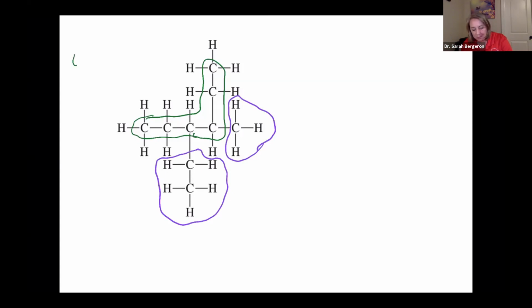My parent, because I have 6 carbons, is hexane, A-N-E. And then my substituents: I have a methyl group, remember to put that YL on there. And our other substituent is ethyl, instead of ethane, it's ethyl. We want to number the carbons so that our substituents have the lowest number possible. If you have 2 substituents, you look at the first letter and put the one with the earliest letter in the alphabet first, so you alphabetize it. If I do that, I want my ethyl group to have a lower number than my methyl group.